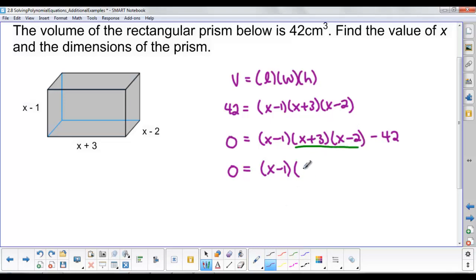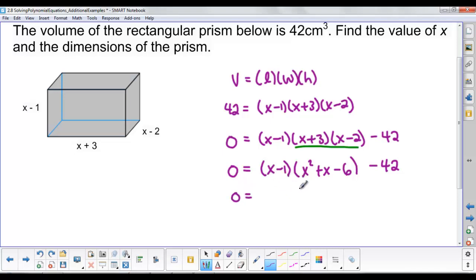So x times x times negative 2 plus 3 times x actually gives me just x. And then finally 3 times negative 2 gives me negative 6. Okay, notice that this 42 I'm not going to touch until I've expanded all of the brackets.